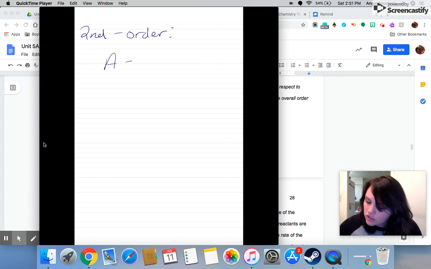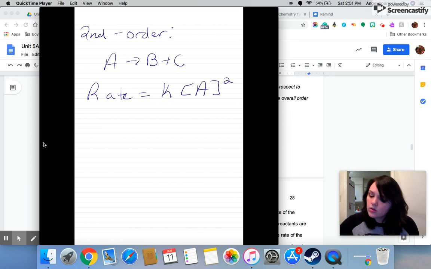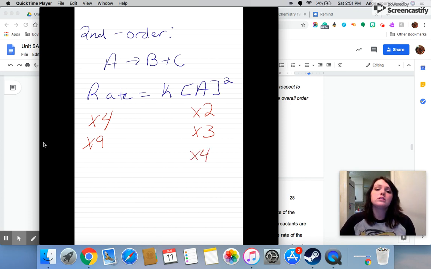So if our reaction is A breaks down to B plus C, and we find that A is a second order reactant, here's what it would look like. And here's what would happen if we were to double the concentration of A. We would quadruple the rate. If we were to triple the concentration of A, we would increase the rate by a factor of 9. If we quadrupled the concentration of A, we would increase the rate by a factor of 16.